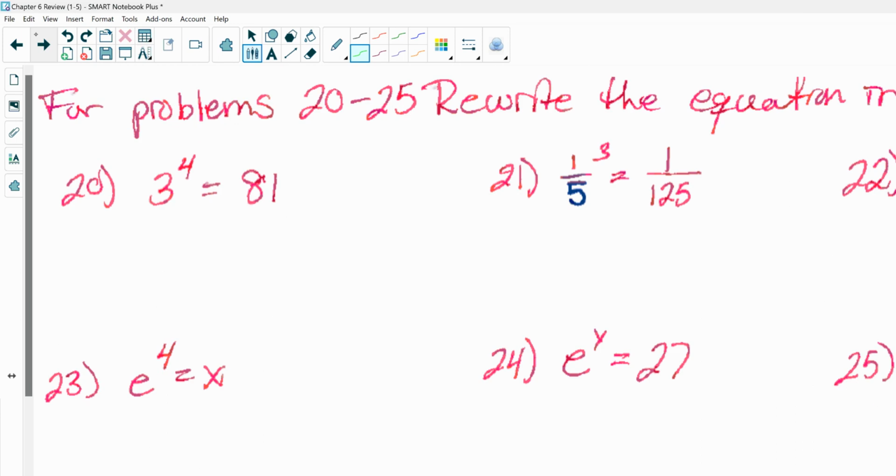All right, let's look at the next set. Rewrite the equation in logarithmic form. So we're going from exponential to logarithmic. So what would 20 be?